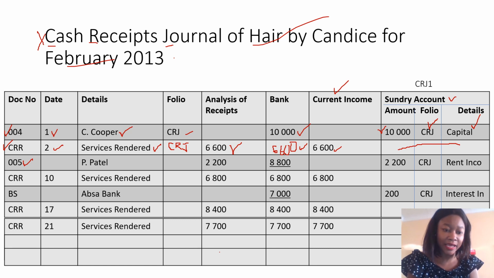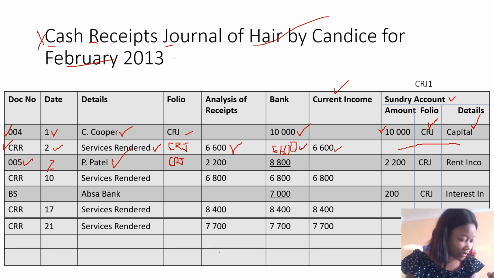If it's on the same day, there's no need to write the 2nd again, but if you want, you can write 2 again. The details, who are we receiving money from? We are receiving money from P. Patel. Folio, it is CRJ. Okay, and then analysis of receipts.